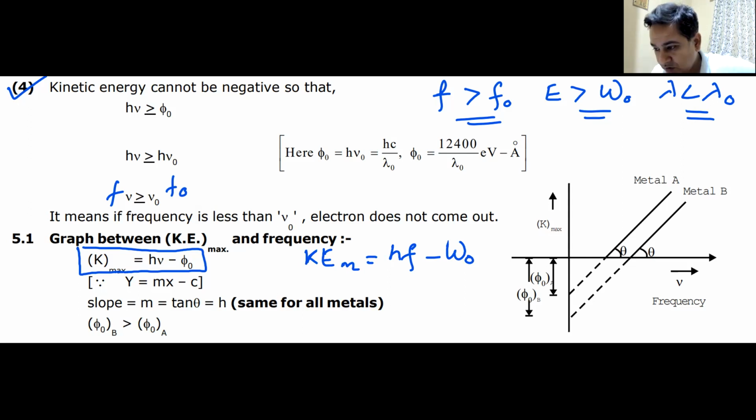Now, if I draw a graph of the maximum kinetic energy, as you can see, maximum kinetic energy is plotted here. Everyone can see this? It's visible, but I'll make it more visible so that you can see it.